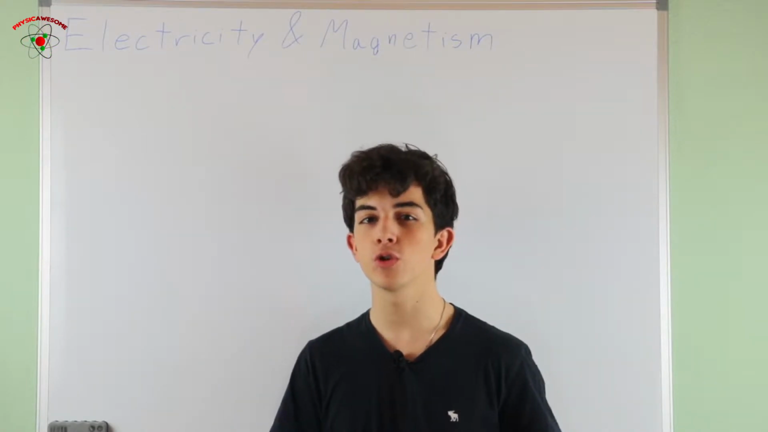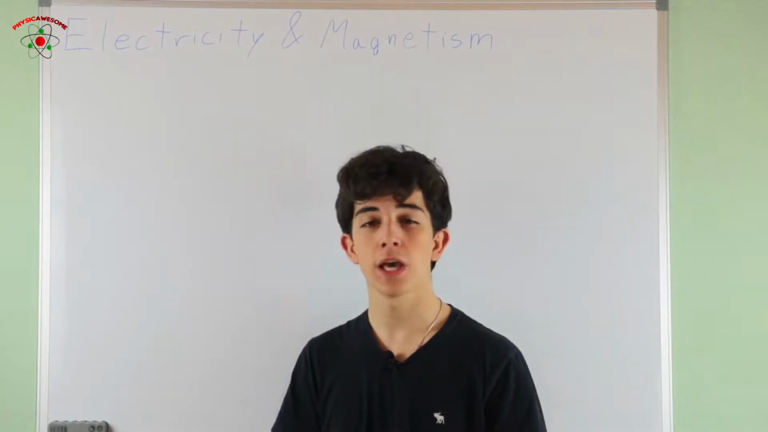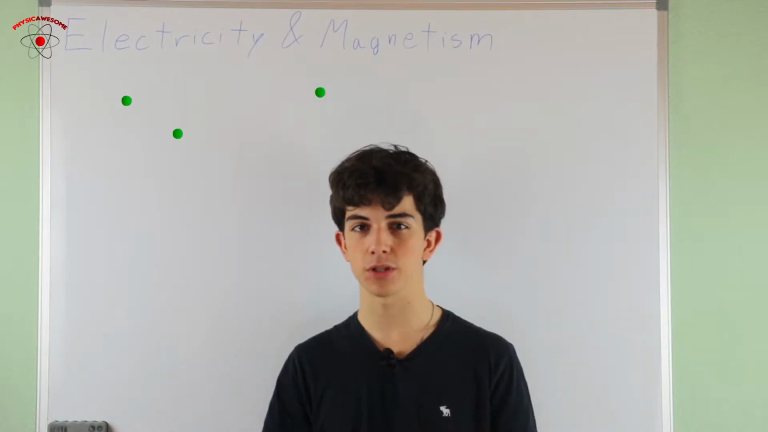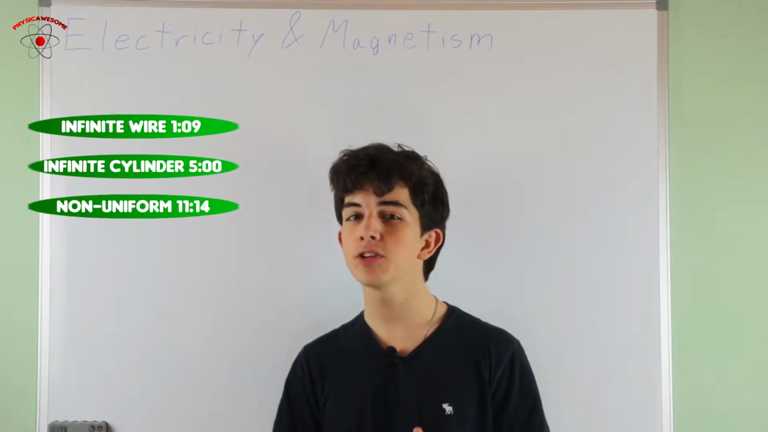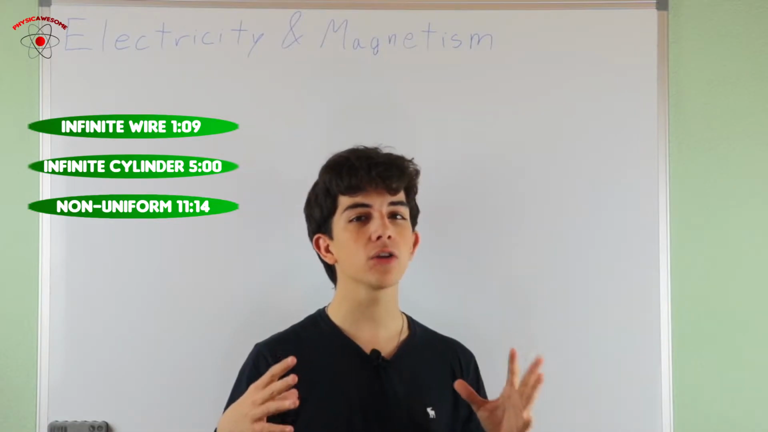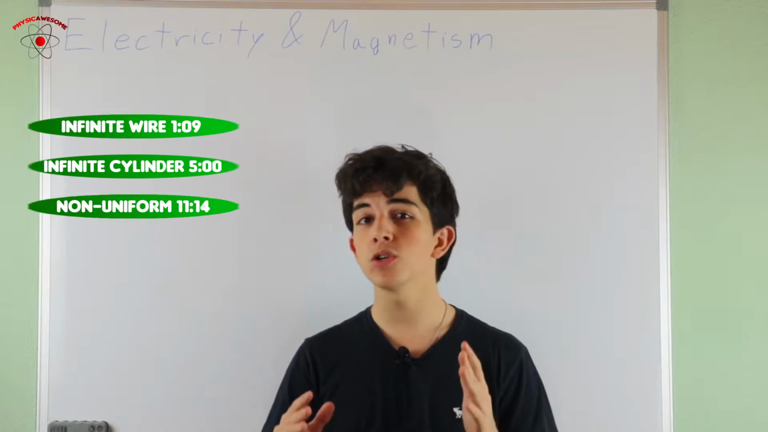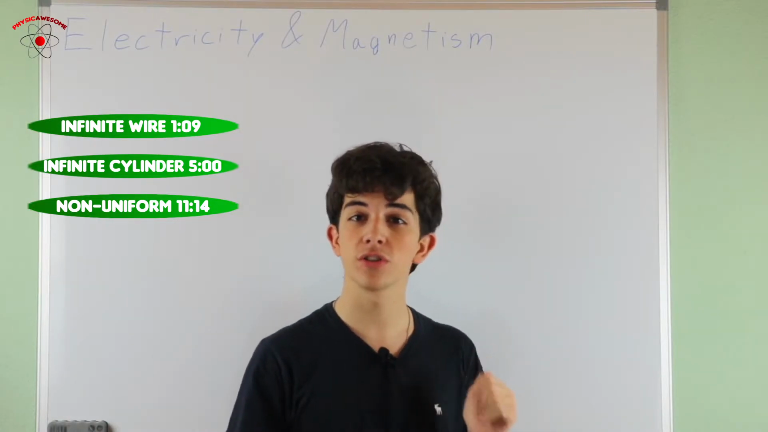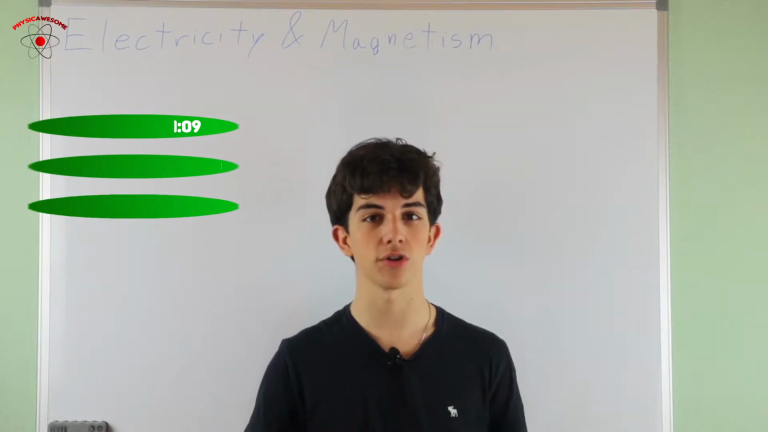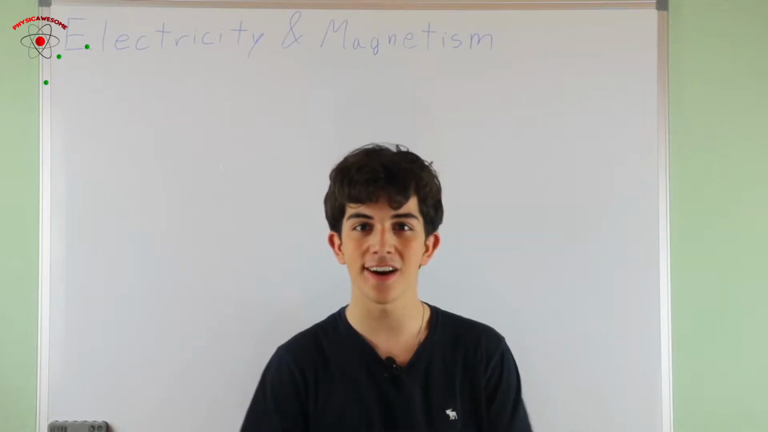Today we will introduce cylindrical symmetry. We will first start with the simplest case, an infinite wire. After that, we'll give it some volume and consider an infinite cylinder. And lastly, we will understand what happens if the charge density of the cylinder is not constant. So, let's start!